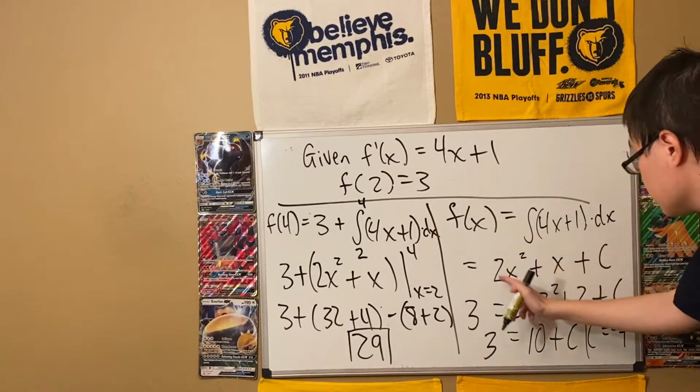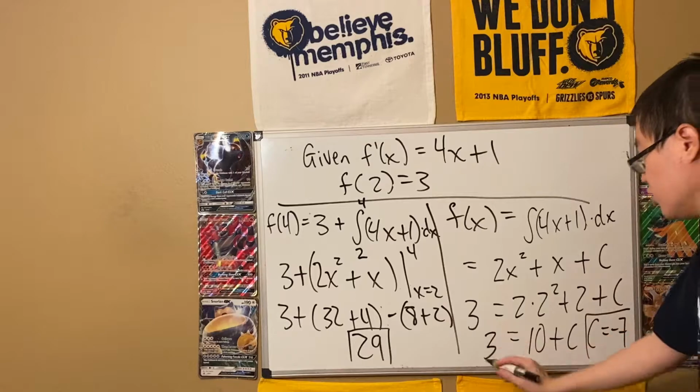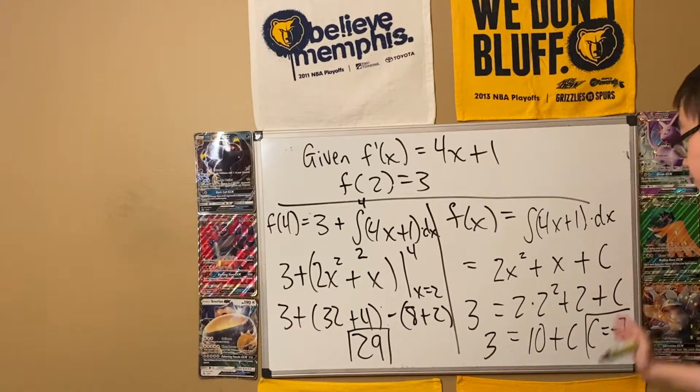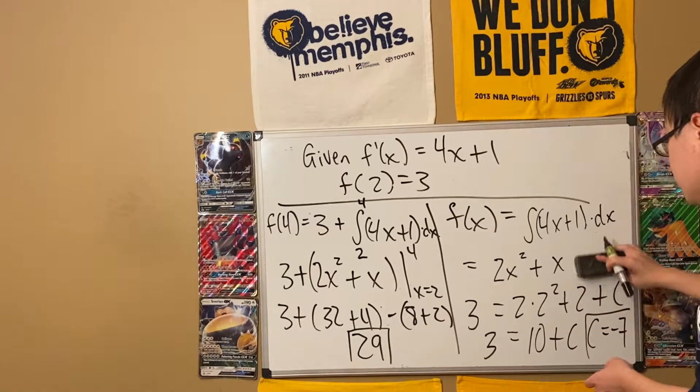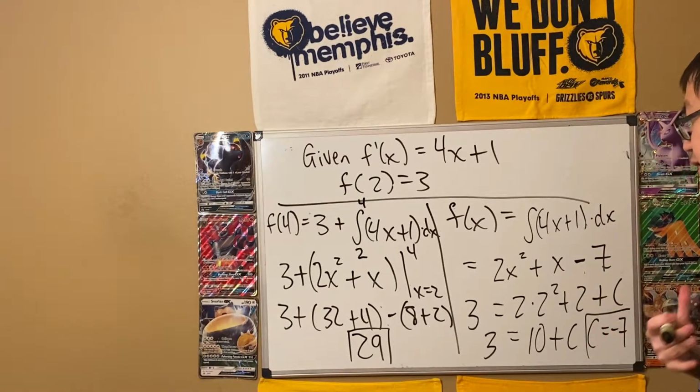Keep in mind that c is not the answer. The answer is this thing right here replaced with -7. So if I had more board space, what I would write is 2x squared plus x minus 7. But I'm just going to write this plus c, and I'm going to replace it with -7. And that's how it works.